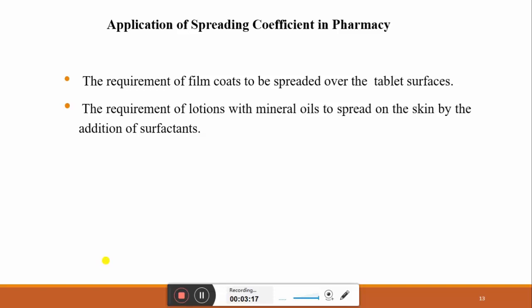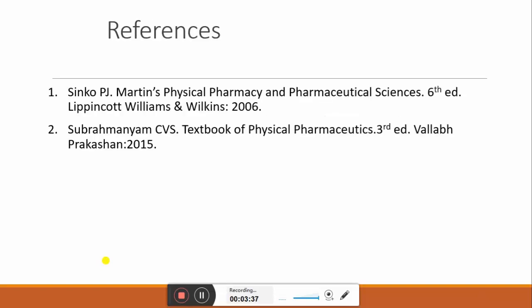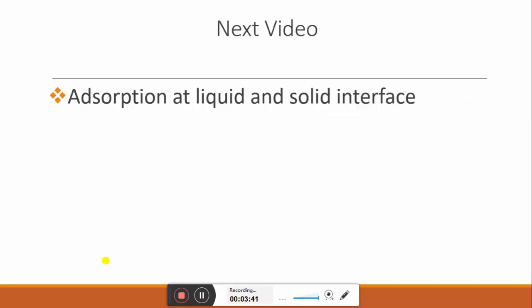Next is the application of spreading coefficient in pharmacy. The practical application of spreading coefficient in pharmacy is for the coating of tablets, that is for film coating, the spreading of solution over a tablet surface, and another is the spreading of semi-solid preparations over the skin when we add a surfactant to it. So with this I conclude my video, and in the next video we'll discuss adsorption at liquid and solid interface.